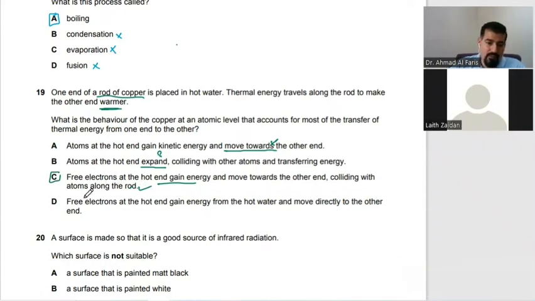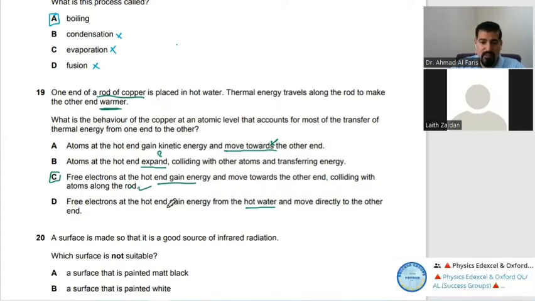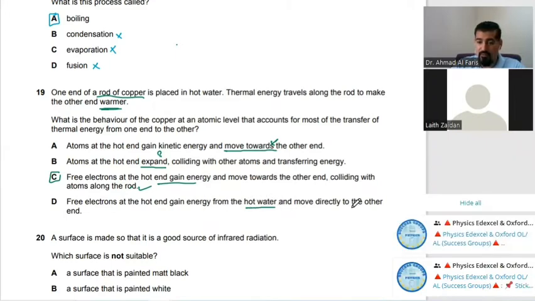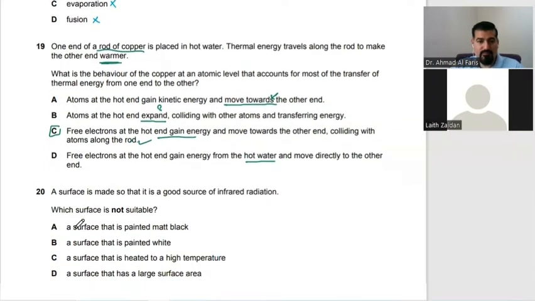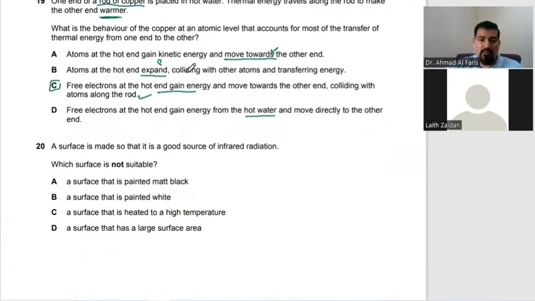Now look here. Let's compare the last two statements. Free electrons at the hot end gain energy and move towards the other end from the hot water. Do they move from the hot water or from the same rod? So move towards the other end, colliding with the atoms along the way. Yes, this is correct, and not electrons from the hot water, they move through the object. So the answer is C. Okay, number 20.